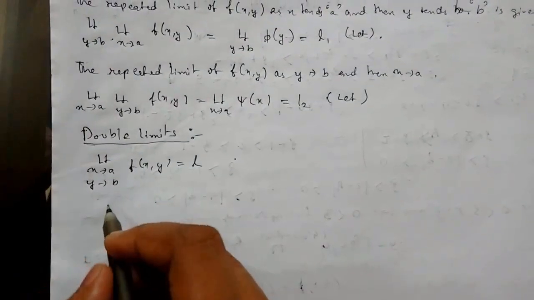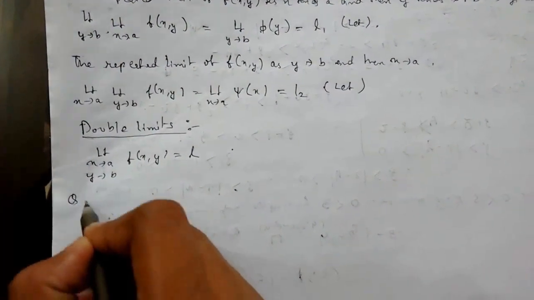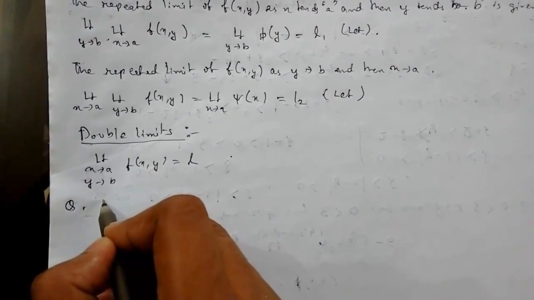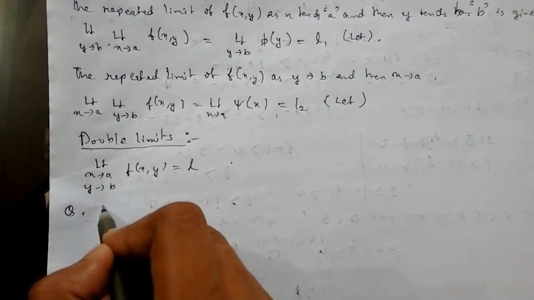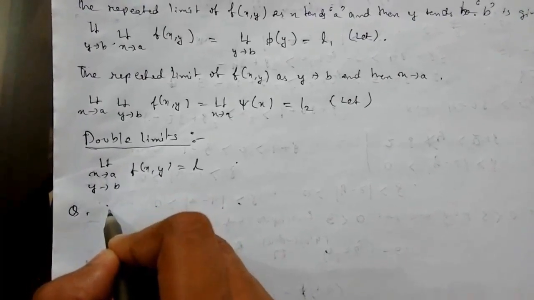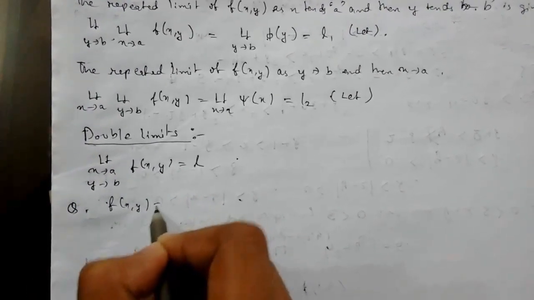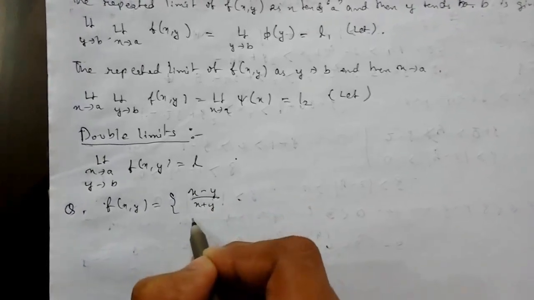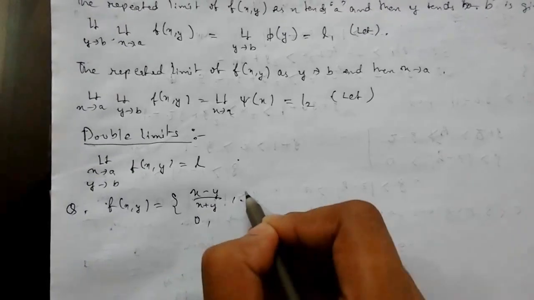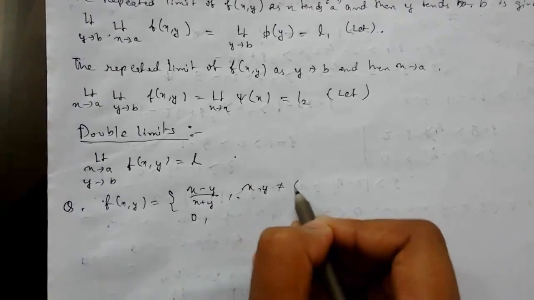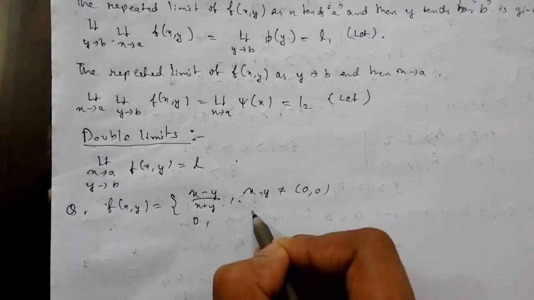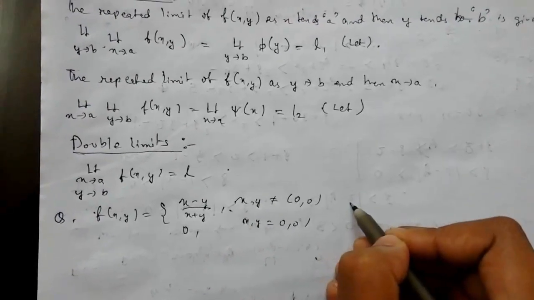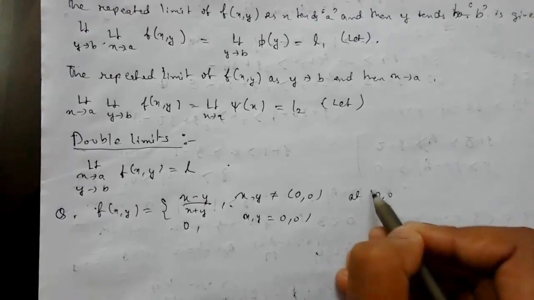So to understand this, let us see an example or question. We need to check whether the double limit and repeated limit exist for the function f(x,y) equals (x minus y) upon (x plus y) for (x,y) not equal to (0,0), and 0 for (x,y) equal to (0,0). We need to check this at (0,0).